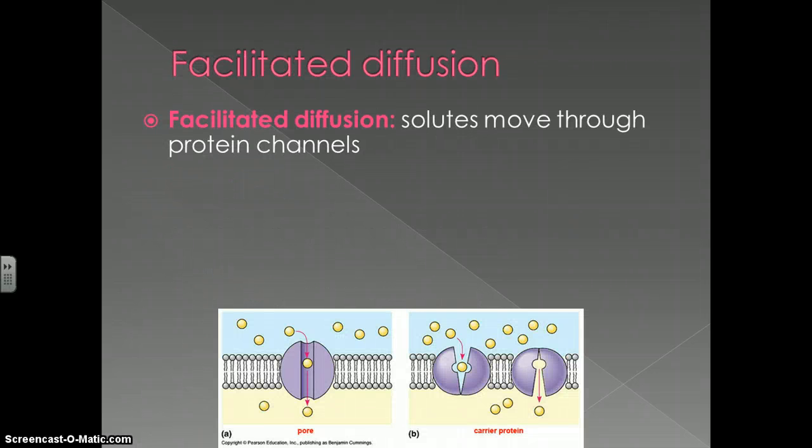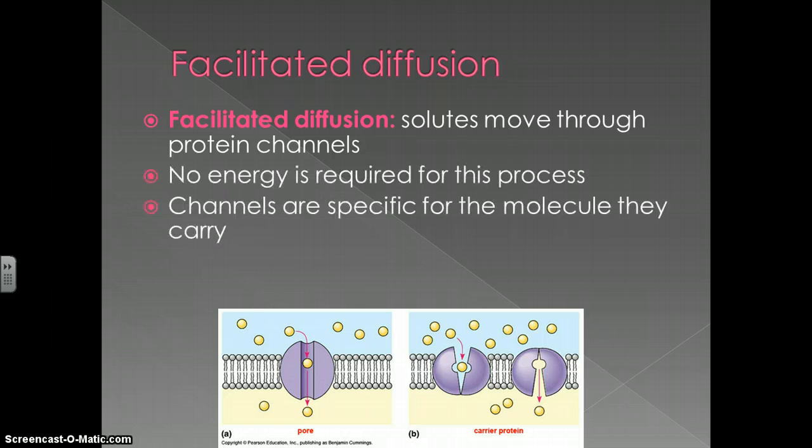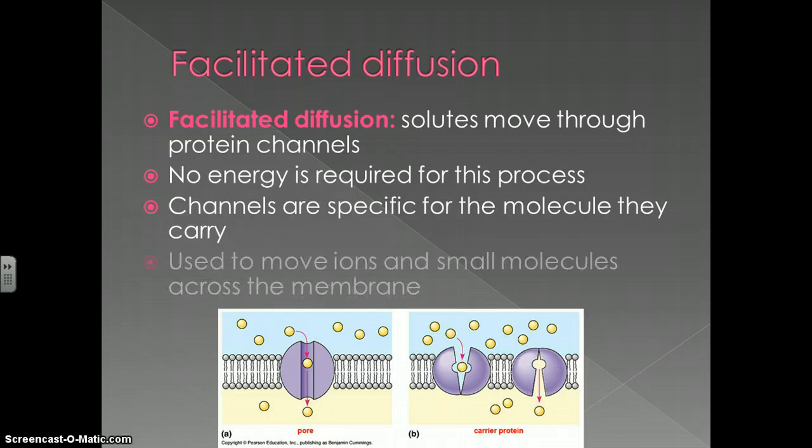Facilitated diffusion also is a passive process, meaning that there's no energy that's required, but it also requires the use of protein channels. The protein channels let small molecules and ions across the membrane and are specific to the molecule they allow through. For example, in our nerve cells, there are sodium channels and potassium channels. Each one allows only either sodium or potassium to pass through.